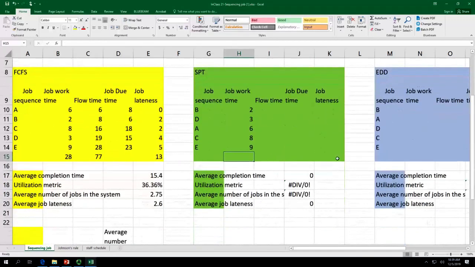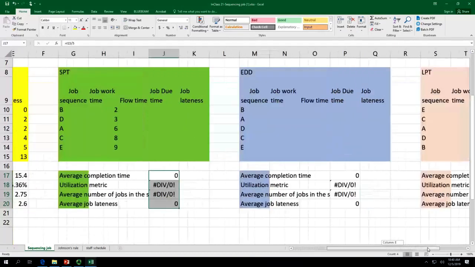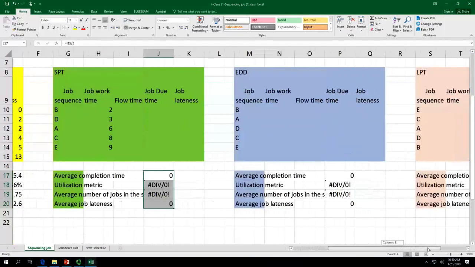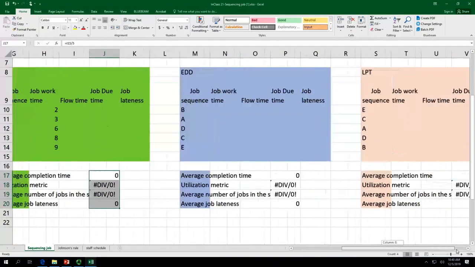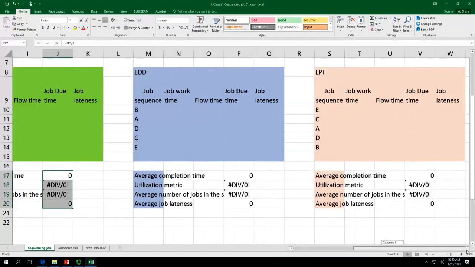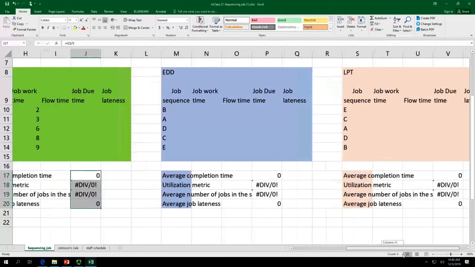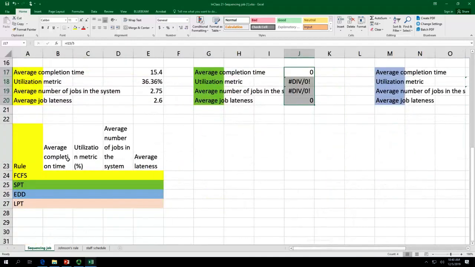And pretty much we are going to do similar things over here. You need to figure out the flow time and then do the calculation. Actually, I provide all the formulas over here to save some time, but I won't do it right now, okay? So time is up. I'm going to stop over here. Next time we finish all of the rules: the shortest processing rule, early due time rule, and the longest processing time rule. And then we are going to summarize.